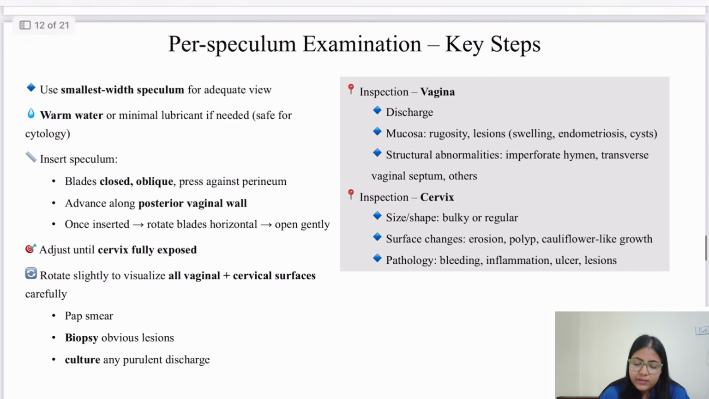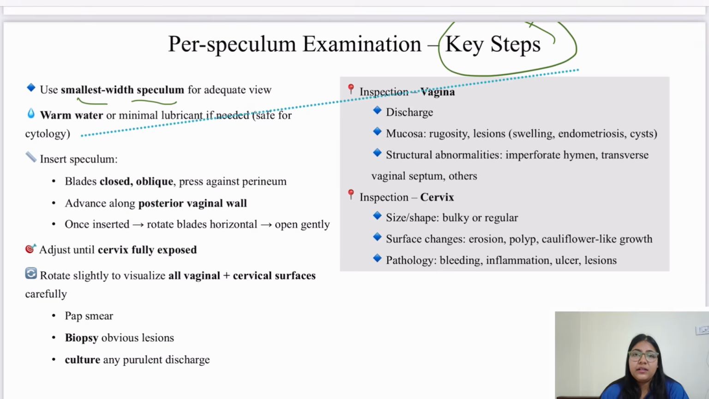Then comes per speculum examination. So what are the key steps in speculum examination? You use the smallest width speculum, whatever available. Like if a patient is nullipara, you may need small speculum. You cannot use a large speculum in that case, as it will be very uncomfortable and painful for the patient. But in multiparous patient of 40-50 years who had 4-5 vaginal births, you can use large speculum, because if you use smaller speculum, you cannot separate the vaginal walls itself. So use the speculum accordingly and you lubricate the speculum.